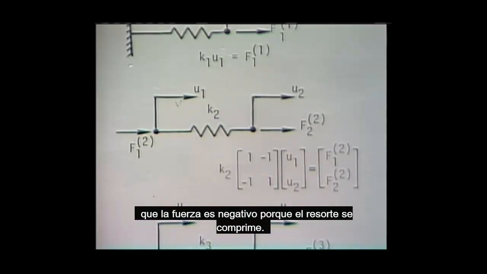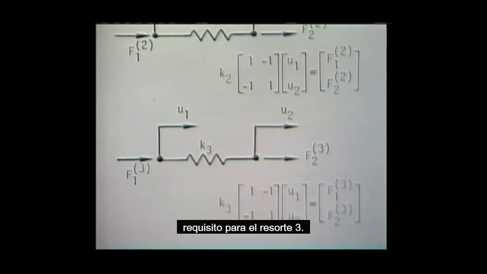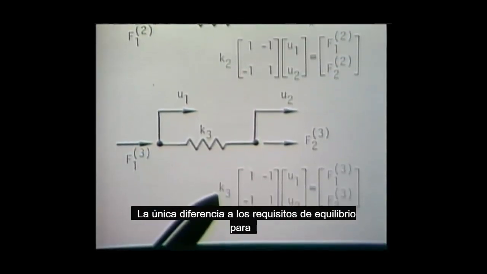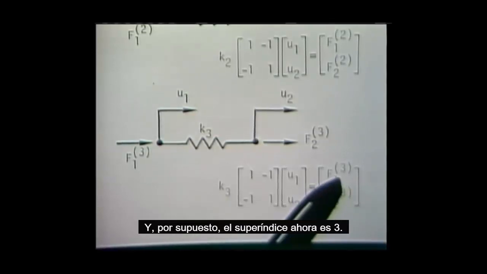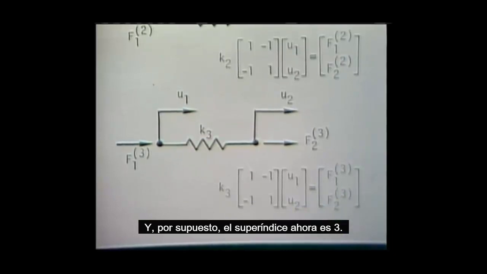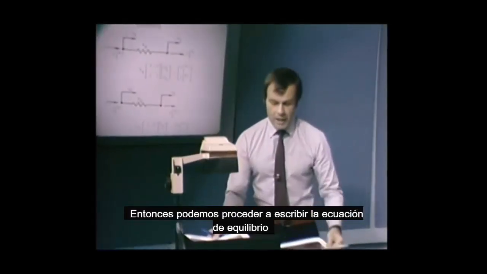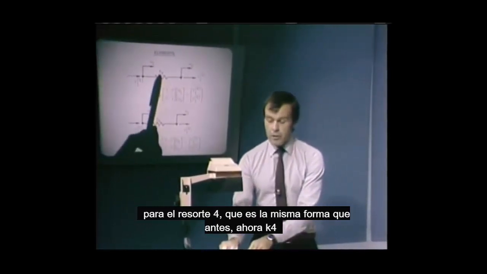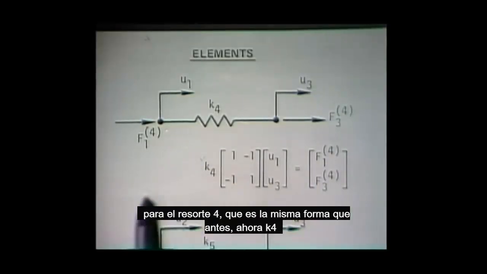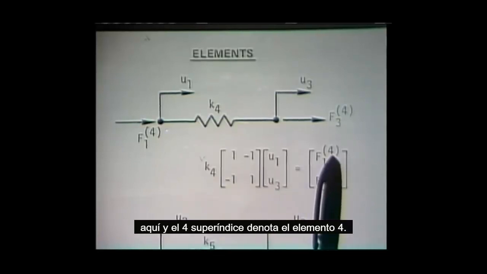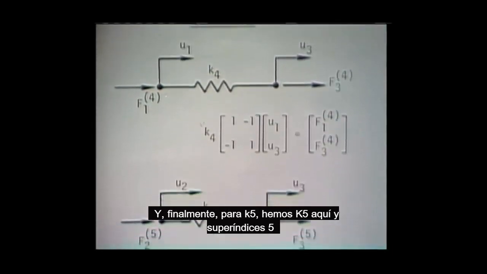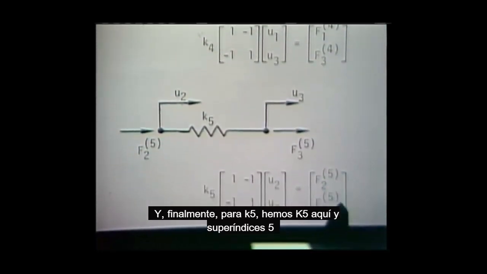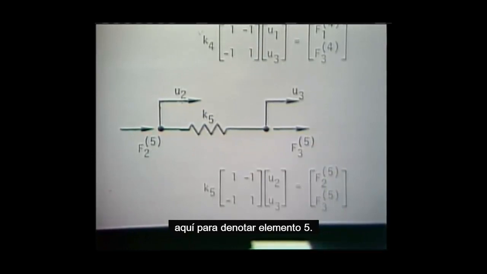compressed. Well, similarly, we can write down the equilibrium requirement for the spring 3, and I've written down the matrix here. The only difference to the equilibrium requirements for spring 2 is that we're using now K3 here, and of course the superscript now is 3. We can then proceed to write down the equilibrium equations for spring 4, which is the same form as before, now K4 here, and the 4 superscript denoting element 4. And finally, for K5, we have K5 here and superscript 5 here to denote element 5.